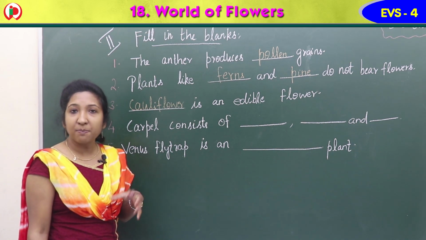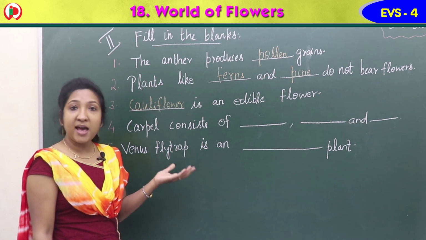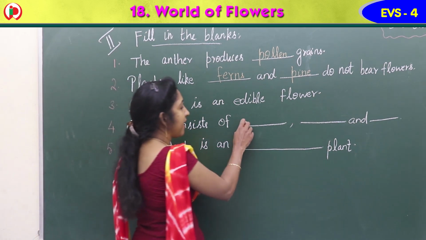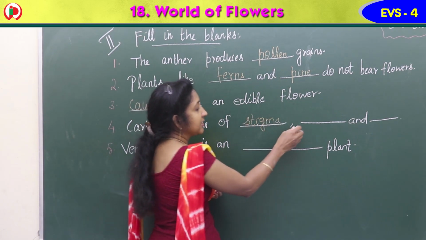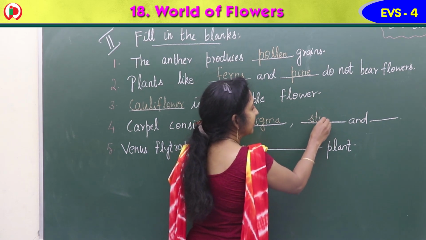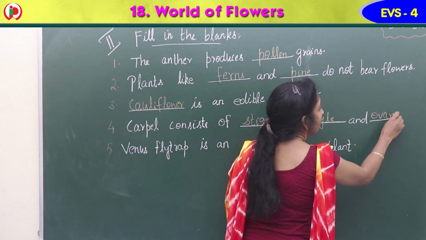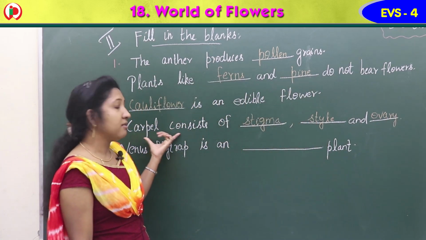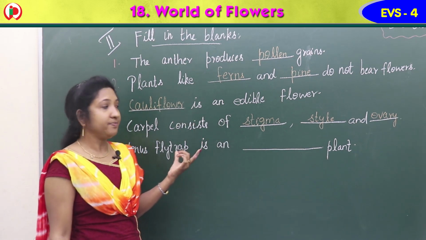Fourth one, carpel consists of dash, dash and dash. Carpel is the female part, isn't it? Yes, it consists of stigma, style and ovary, isn't it? Stigma, S-T-I-G-M-A, stigma, style, S-T-Y-L-E, style, and ovary, O-V-A-R-Y, ovary. The three female parts in carpel are stigma, style and ovary.